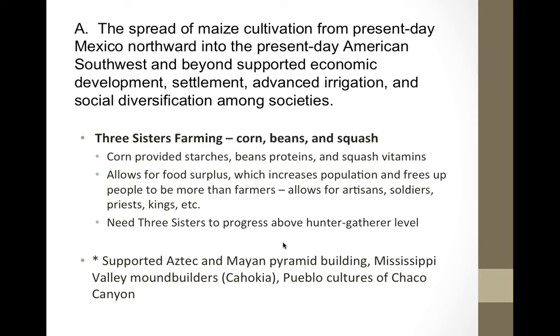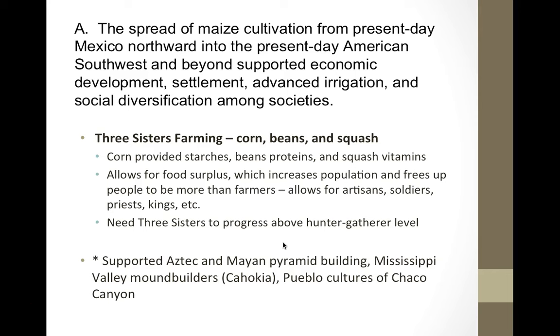All right, the spread of maize cultivation from present-day Mexico north into present-day American Southwest and beyond supported economic development, settlement, advanced irrigation, and social diversification among societies. So what does that mean? What do we need to know about that? Well, first of all, we got to know the Three Sisters farming, right? We talked about this way back in September.